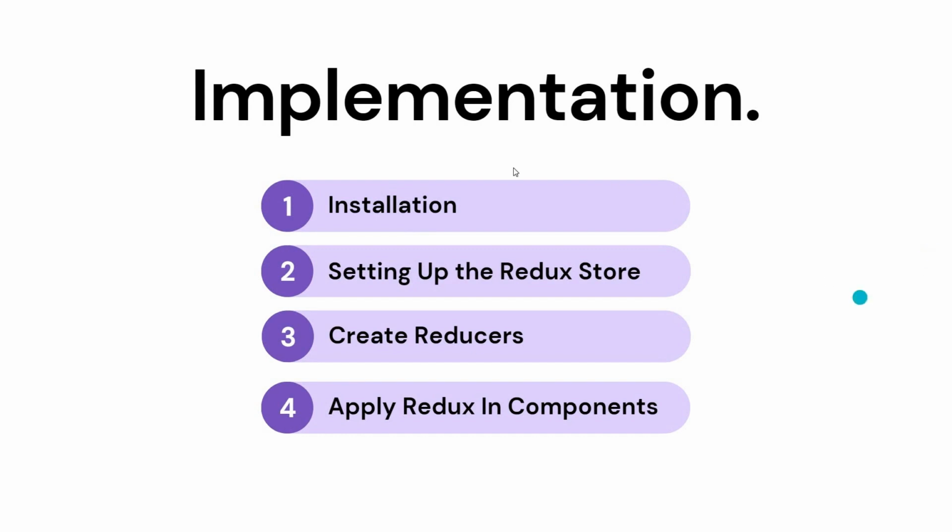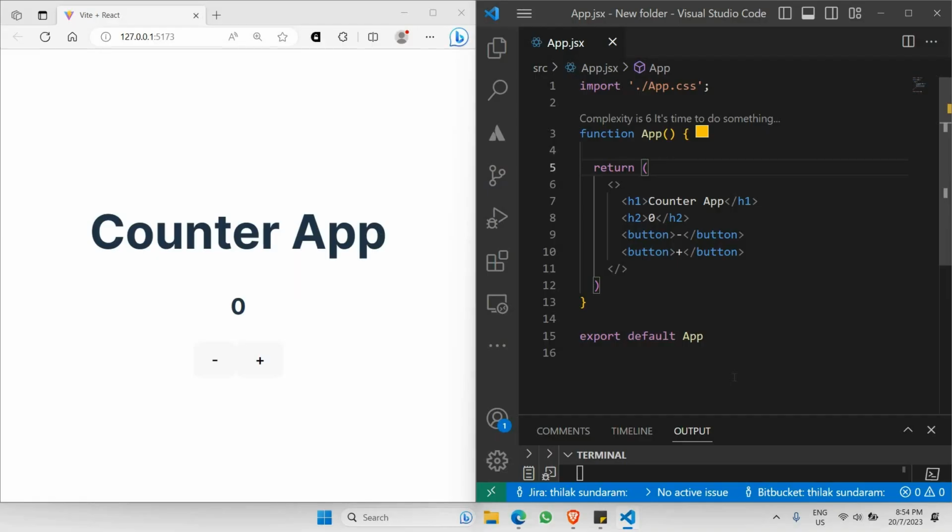First of all, we'll be looking through the installation process. The first step is to set up the Redux store, then create the reducers, and also apply the Redux value in multiple components. That's what I'll be walking you through at the last stage of this Redux project. So let's get started. I already have a simple counter UI right here.